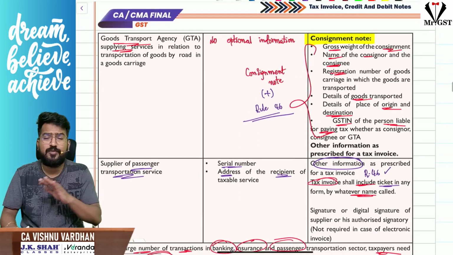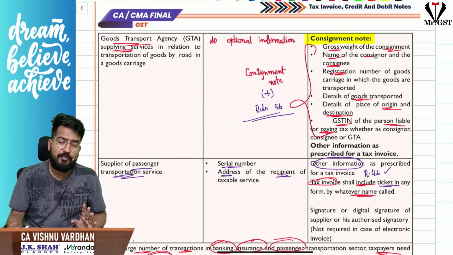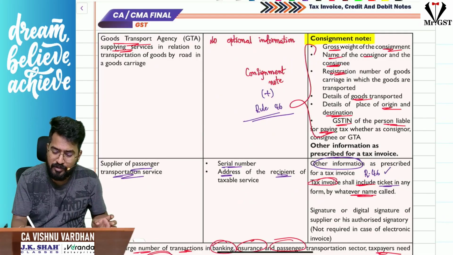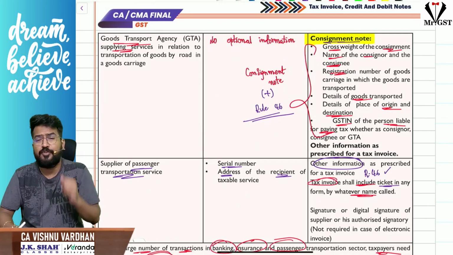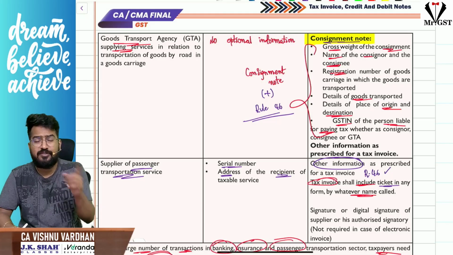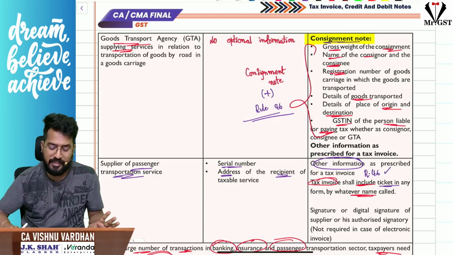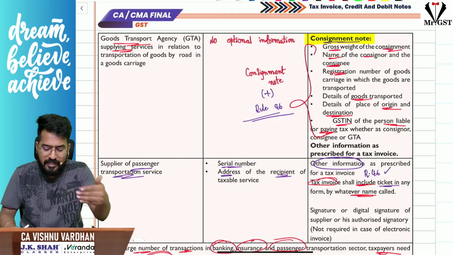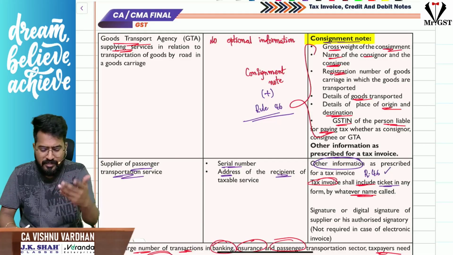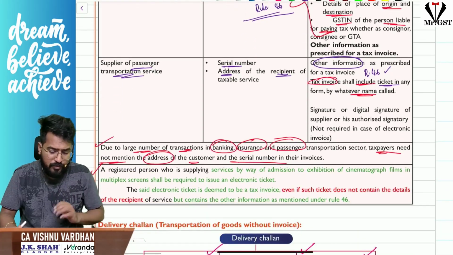For GTA, there is no relaxation given. One extra additional obligation is given, that is consignment note. Sir, they have to give consignment note along with the tax invoice. And if you remember, GTA definition itself has one extra point. If at all they are issuing consignment note only, we are calling them as GTA, right? So for them, no optional information, only one extra obligation, that is consignment note, and all other things as per rule 46 they have to follow.